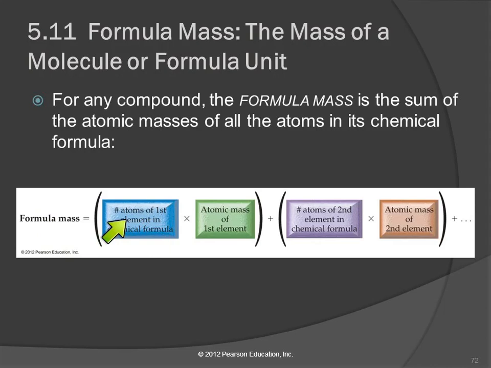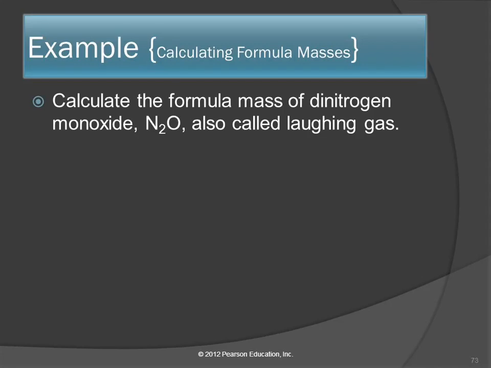So the number of the first element times the mass of that element plus the number of the second times the mass of the second element. That's the general formula. So let's just do an example. Calculate the formula mass of dinitrogen monoxide, N2O, also called laughing gas.